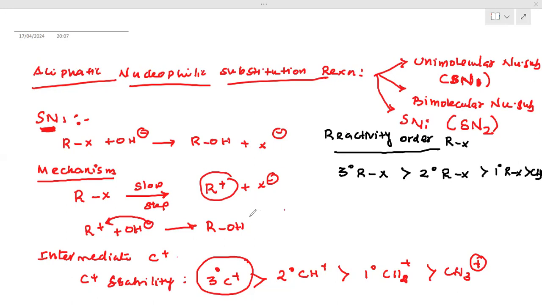Now I move on to the tertiary alkyl halide. The space is not sufficient to write the reaction mechanism, so I move to the next screen. I am selecting the tertiary alkyl halide. Let's draw the mechanism.